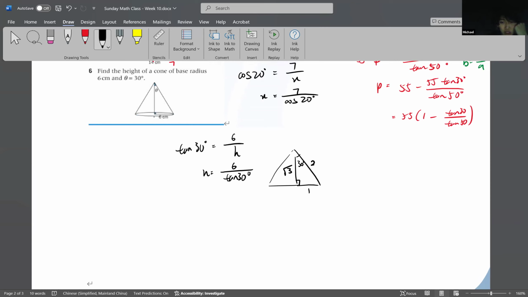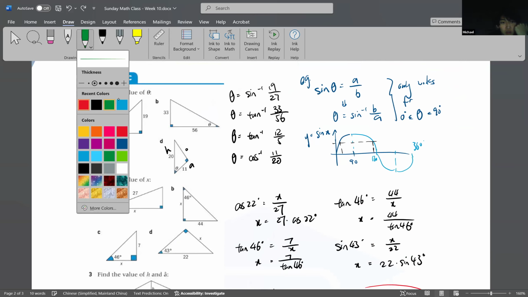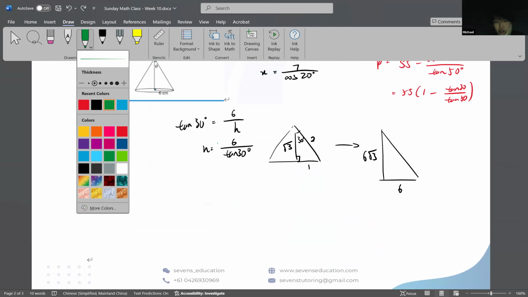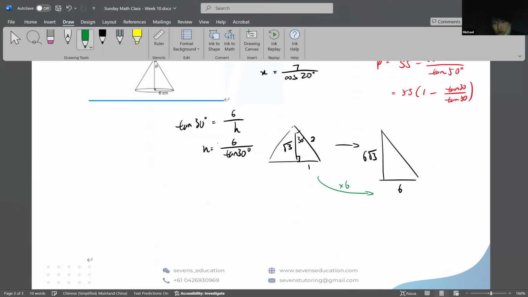So now if the base is 6 compared to 1, if we have a bigger triangle and the base is 6, then the height is just 6 times square root of 3, because the base is 1 in the ratio. So we just multiply by 6. Make sense? If you put 6 over tan 30 into the calculator, you get 6 over square root of 3. Similar triangles, this works because of similar triangles. Does this make sense, everyone? Yeah.